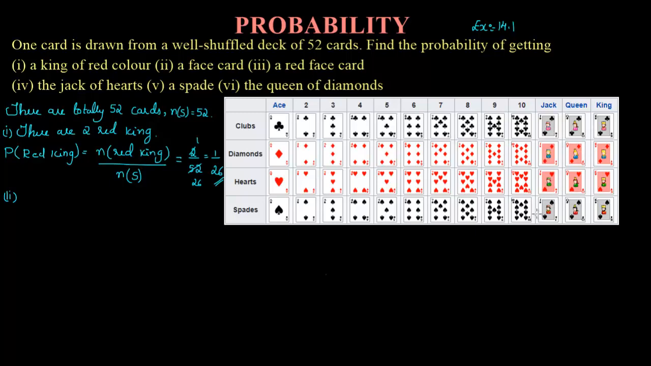Fine. So how many face cards are there? 3 plus 3 plus 3 plus 3. So 3 fours are 12. So there are 12 face cards.